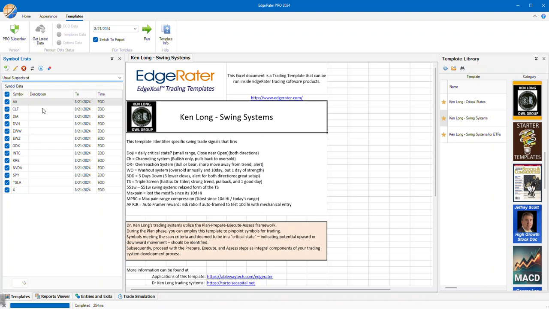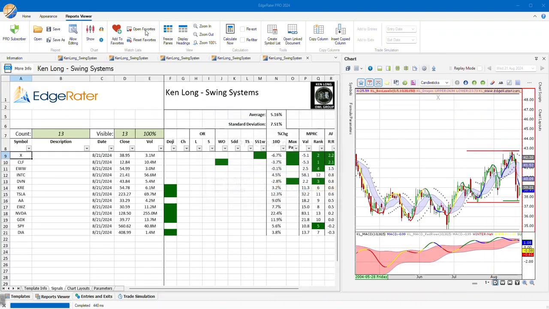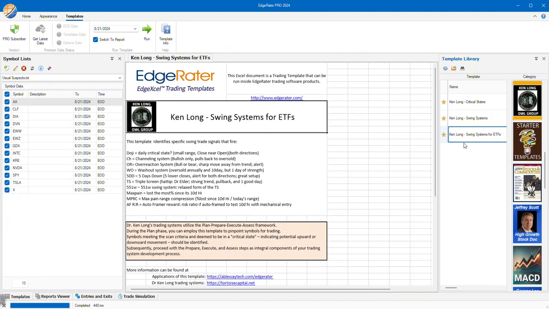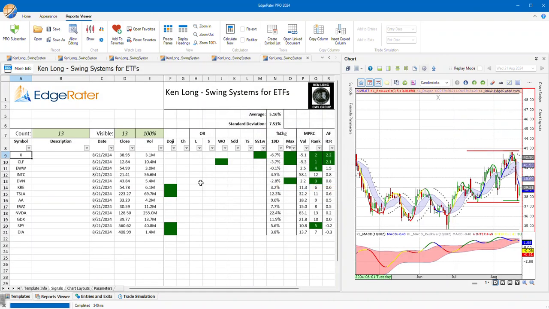patterns that we use. So we'll start with these usual suspects, about 13 of those, and we'll run the... actually, oops, I've got to go back and run it on the ETFs because there's more ETFs here. And then we have here now our list, and we can see what's firing.